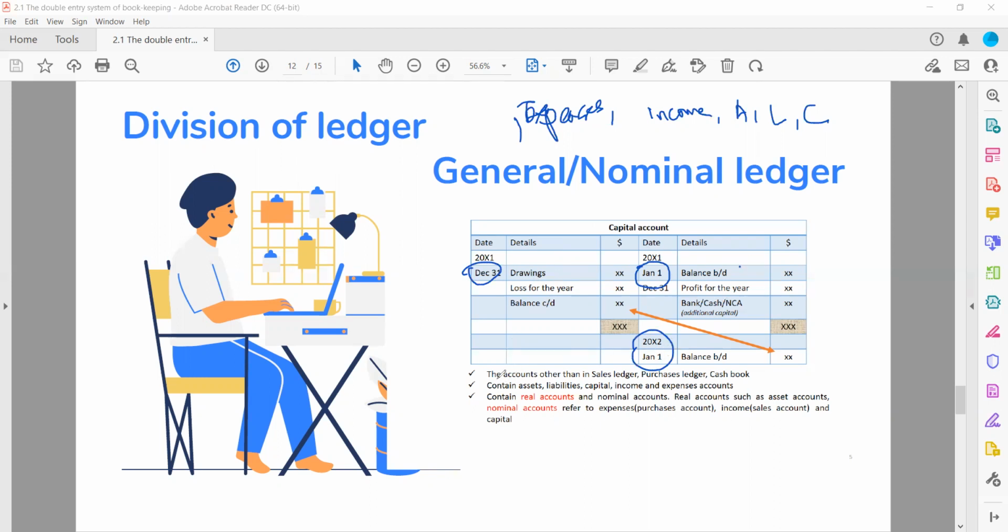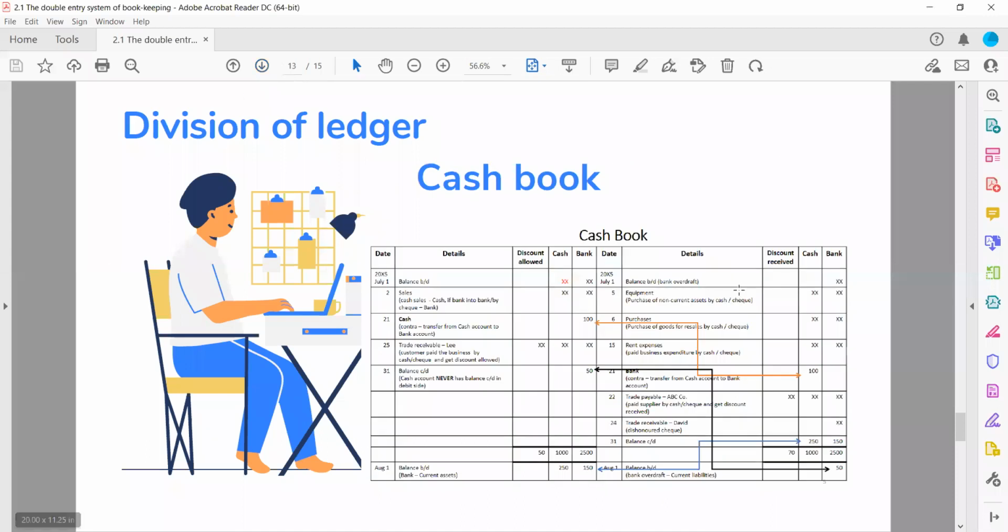So in this one is the account other than sales ledger, purchases ledger, cash flow contain asset, liability, capital, income, and expenses. Contain real account and nominal account. Real accounts such as asset account, nominal account refer to expenses, income, and capital. Let's continue. Cash flow. So we were going to learn the cash flow in detail in the future.